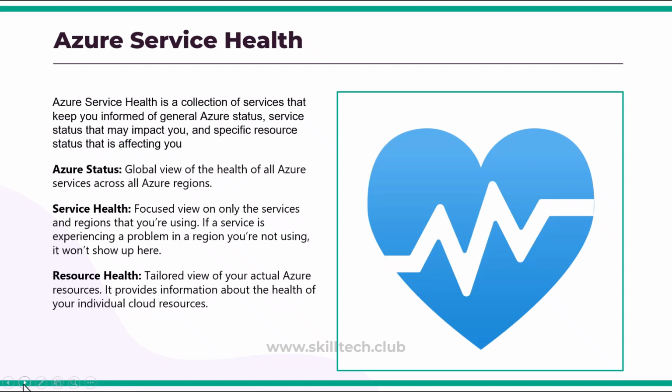It's global. And when you're talking about service health, it is going to be a focused view on only the services and regions that you are using. If a service is experiencing a problem in a region you're not using, it won't show up here. So there are chances that at a certain point of time, some Azure regions are affected by outages. At that time, if you already have resources in that specific region, it is going to highlight that and show you. But if you do not have resources there, then it is not going to show you that.